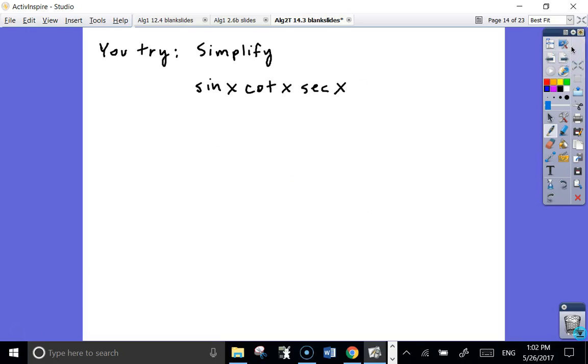Okay, so see if you could figure out how you could simplify that. And I'll give you a hint: sometimes when you can't think of anything else to do, turn everything into sines and cosines. If you've got a cosecant, make it 1 over sine. If you've got a secant, make it 1 over cosine. If you've got a tangent, make it sine over cosine. And then see what happens. Usually there's some cancellation involved.